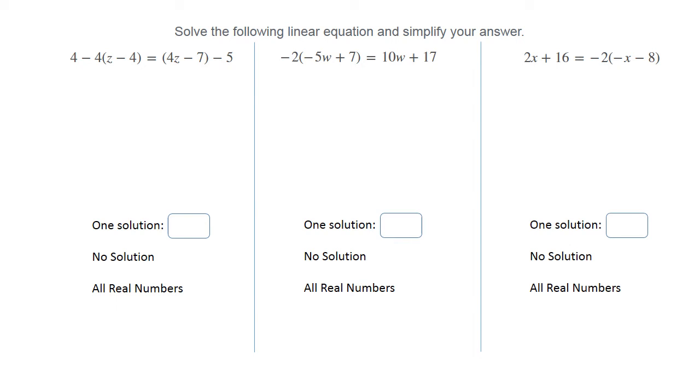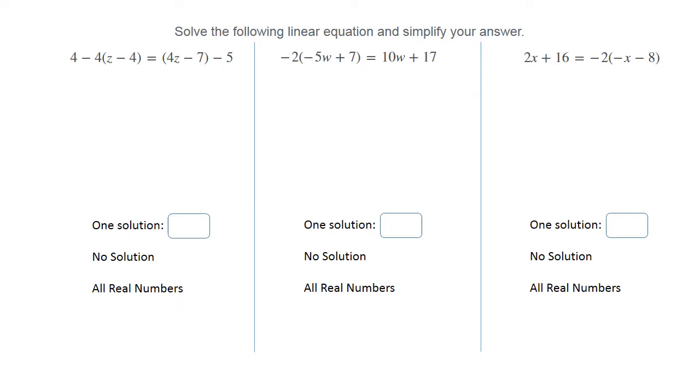In this video, we're going to look at three different instances which yield three different types of answers: one solution, no solution, or all real numbers. And it really comes down to the work. So I'm going to show you the big picture on this page. We're actually going to work through these slower further on into the video.